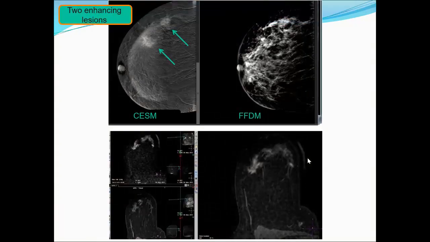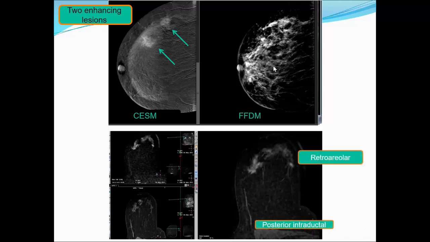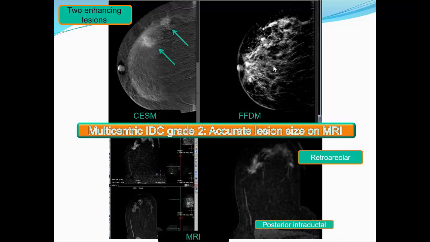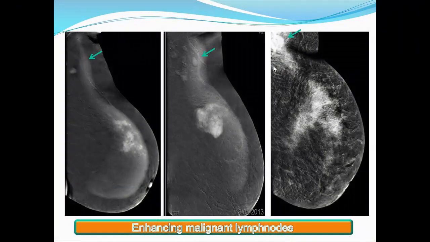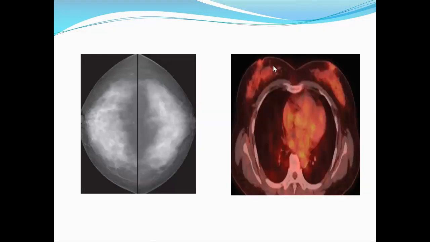Here there are also two enhancing lesions present. If you go back to the digital mammography, you will find that there is a spiculated lesion present with a spiculated outline, although obscured by the parenchyma, but you can detect there is architectural distortion in that area. Here also there are enhancing malignant axillary nodes on contrast enhanced mammography.